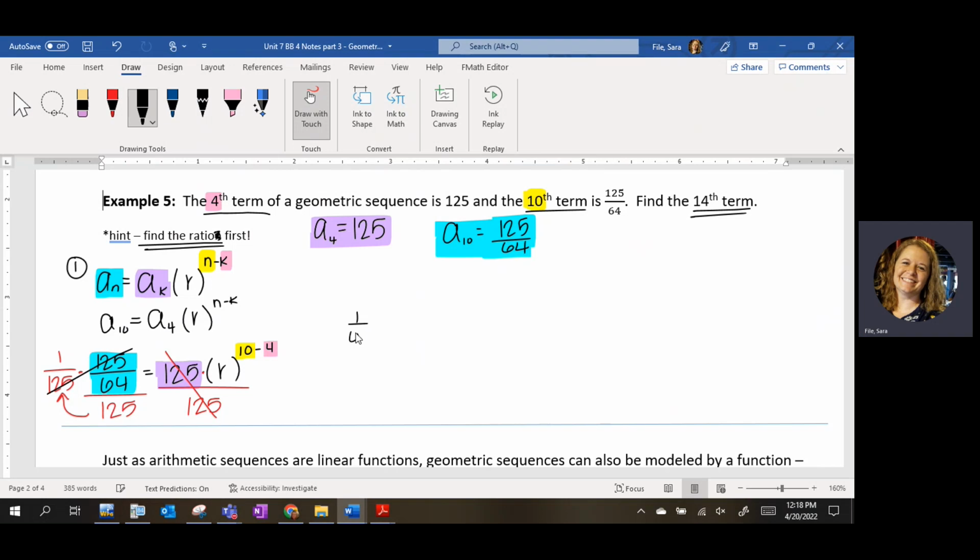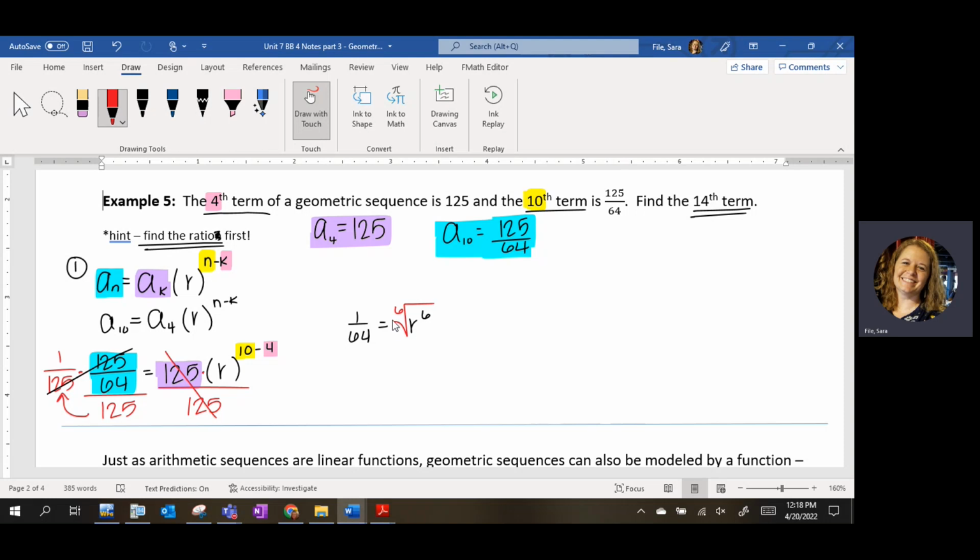So I've got 1 over 64. And this is going to be the 6th power, right? 10 minus 4. So I've got 1 over 64 is R to the 6th. How do I get rid of the 6th power? Okay, if it is square, I square root. If it is the 6th, I take the 6th root. So the opposite of raising something to a power is taking the radical, okay?